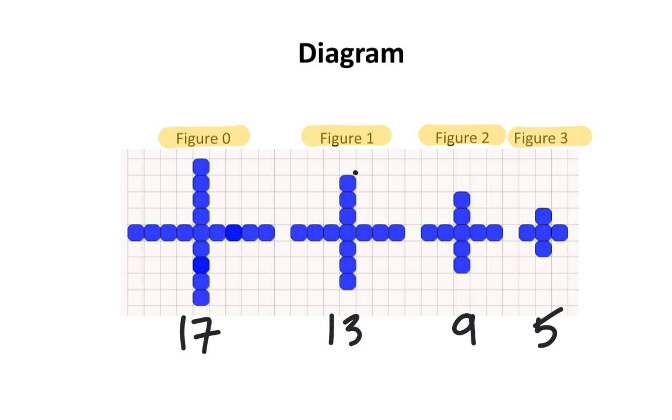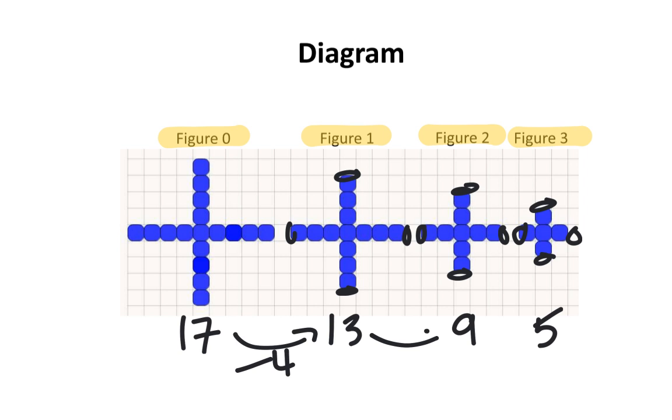Visually, you'll notice that 4 blocks are removed each time. Numerically, you'll notice that the number of blocks decreases by 4 each time. That brings us to the question, what is the rate of change and what is the initial value?